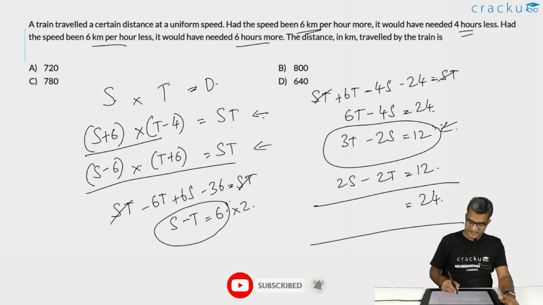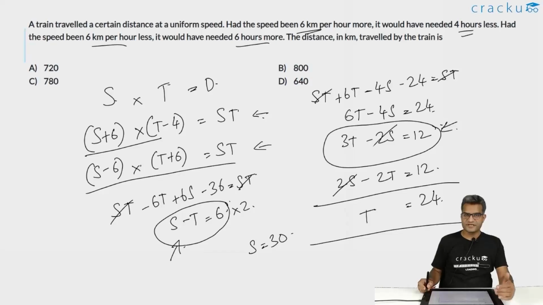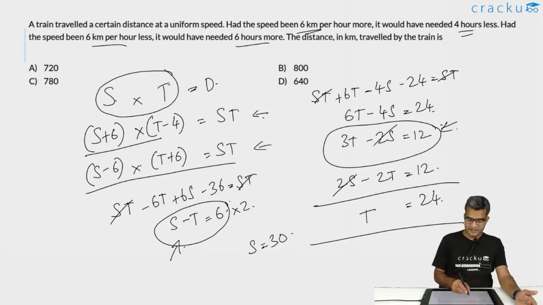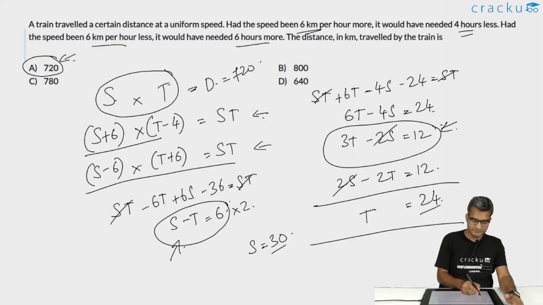The left hand side, this 2s and this 2s gets cancelled. 3t minus 2t is t. So the value of t is 24. Therefore, the value of s, because s minus t is 6, s will be equal to 30. And therefore, the distance that the train has to cover, which is equal to s into t, will be equal to 30 into 24, which is 720. So the answer for this question is option A.